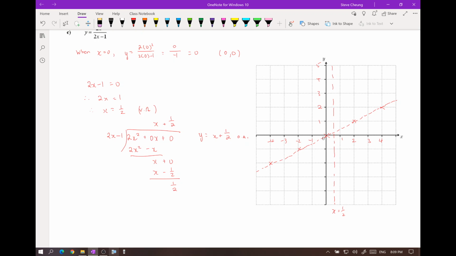Oh, sorry, x plus 1/2, my bad. So this line needs to be shifted up by 1/2. So it starts at 1/2. And then that means at 1, it should be at 1. So now I can do 2 right, 1 up. 2 left, 1 down. Oh, what happened here? My line is not straight. Okay, this is the oblique asymptote.